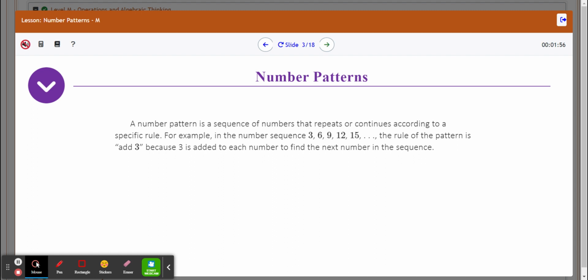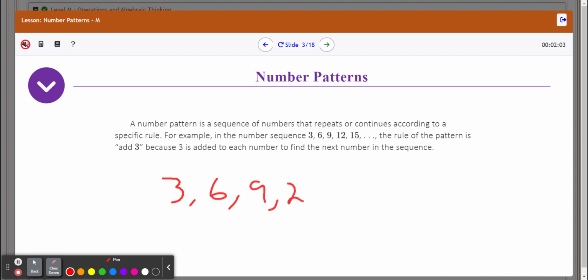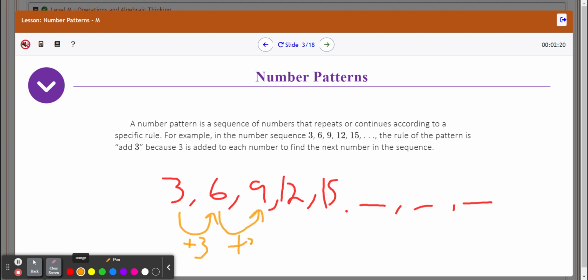So the example they have here is they start with 3, then they go 6, and 9, and then 12, and then 15. Blank, blank, blank. So what are you doing each time? Well, whatever you do to the first set of numbers, you have to keep repeating it every time. So here, the pattern is 3 plus 3. So 3 plus 3 is 6. And you do it again. Plus 3 is 9. Plus 3 is 12. Plus 3 is 15.